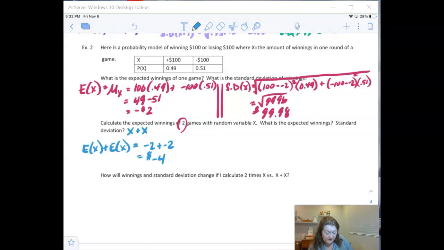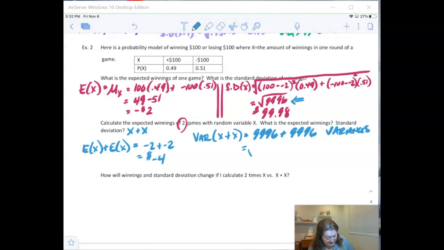So I'm going to go back to variance. We're going back to the variance of x plus x. Now I'm going to take that same variance that we had before, that was this one right here, the variance, the 9996. And I'm going to add another 9996 together. Remember, these are adding variances together.